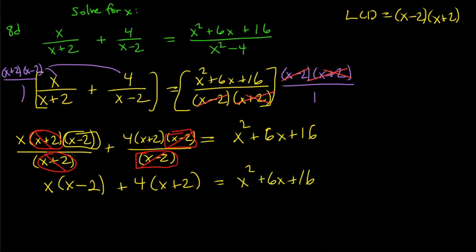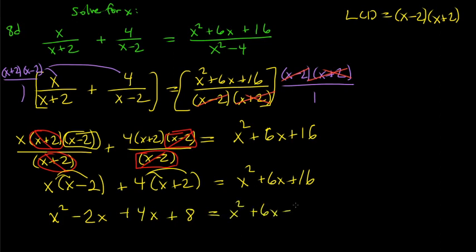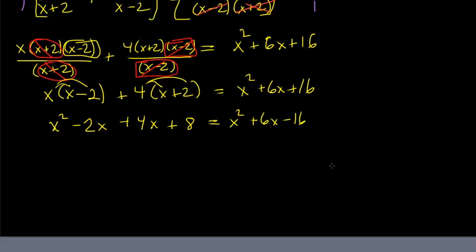In fact, we're going to do the opposite on the left. We've got to multiply all this out, right? So x times x is x squared, minus x times 2, negative 2x, plus 4x, plus 4 times 2 is 8. All right, so that leaves us with x squared plus 2x plus 8 on the left, and x squared plus 6x minus 16 on the right.